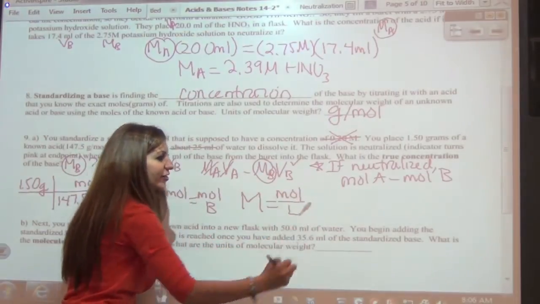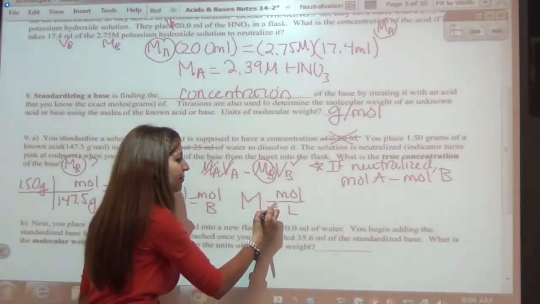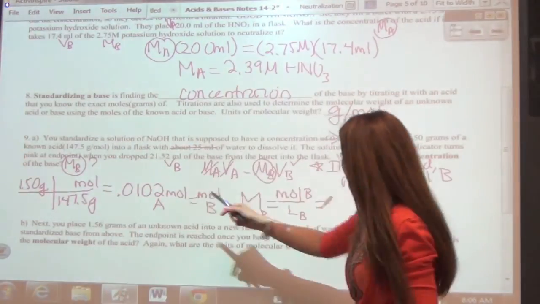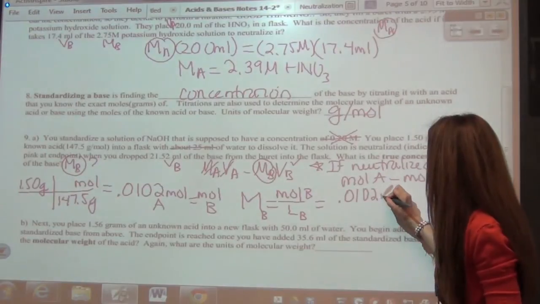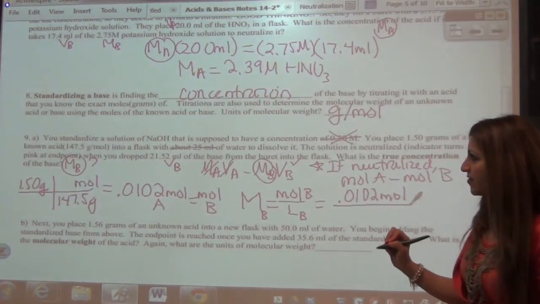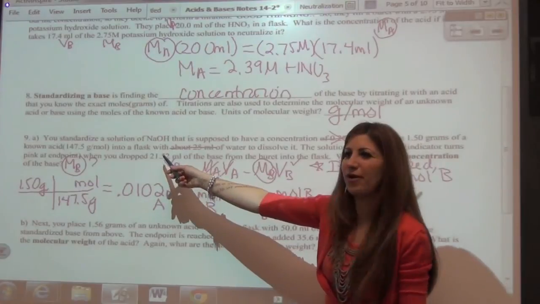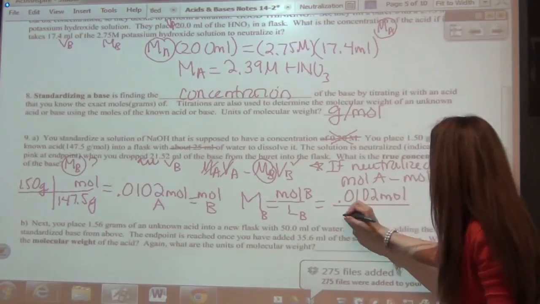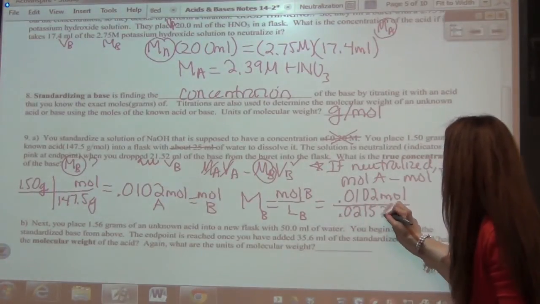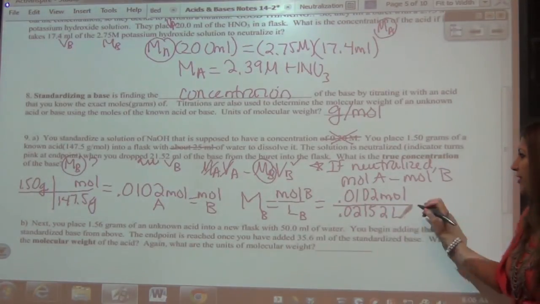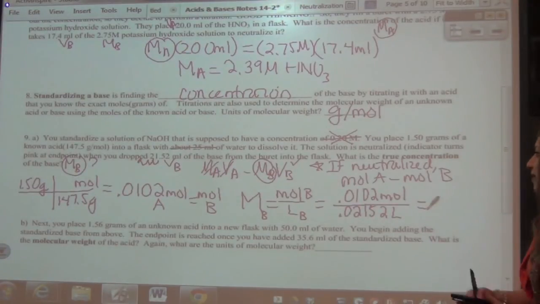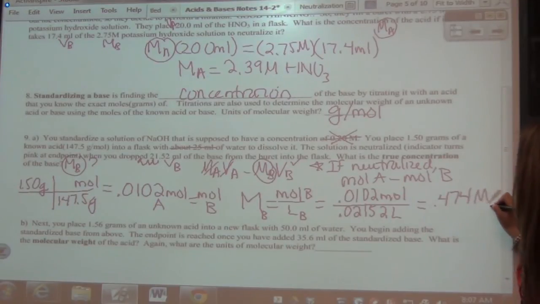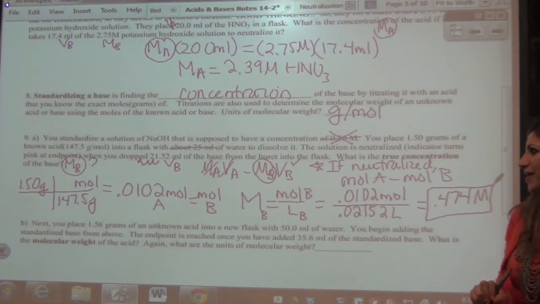Moles over liters. So MB is equal to the moles of the base over the liters of the base. My moles of my base are 0.0102 moles, and the liters of my base are what? It's not 21.52. Yep, move the decimal three places to the left: 0.02152 liters, because you do have to be in liters for molarity. So that gives 0.474 molar, and that would be the molarity of the base.